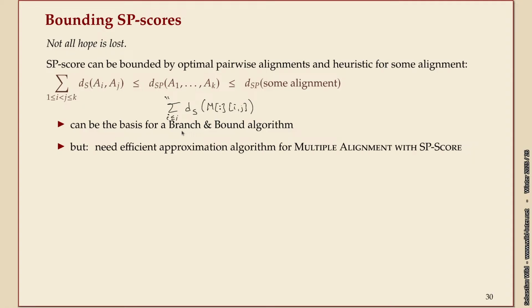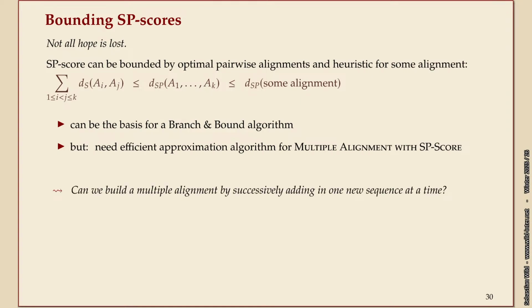So the last thing I want to show you is that we can indeed get an efficient approximation for this SP score. And that's useful in isolation, but you can in particular also use it as a building block for this branch and bound algorithm, which is still going to be exponential time in the worst case, but oftentimes substantially faster than this n to the k.